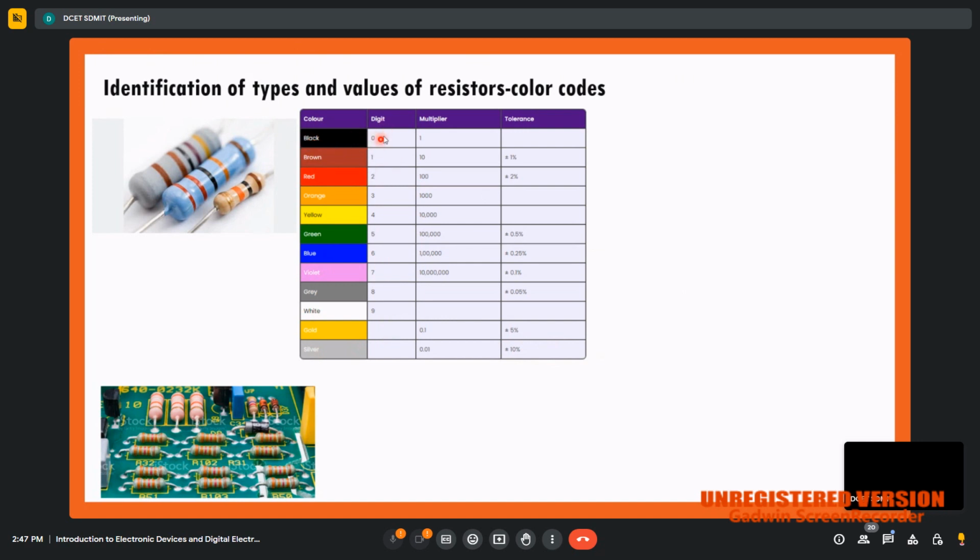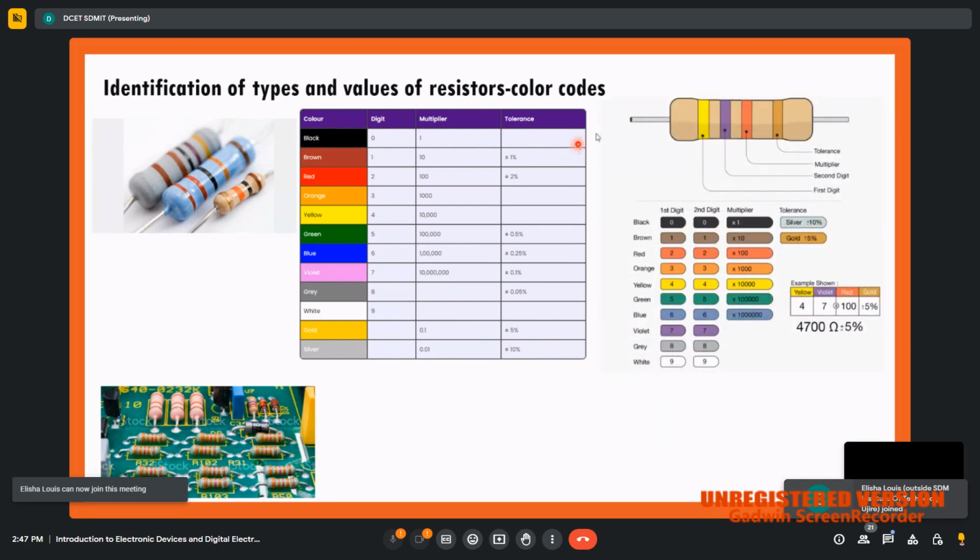If black is there, we need to understand 0. Now I have this table, but still I need to know how the value will be calculated. See, if you want to calculate the value, here we have taken one example. So look at an example in this.